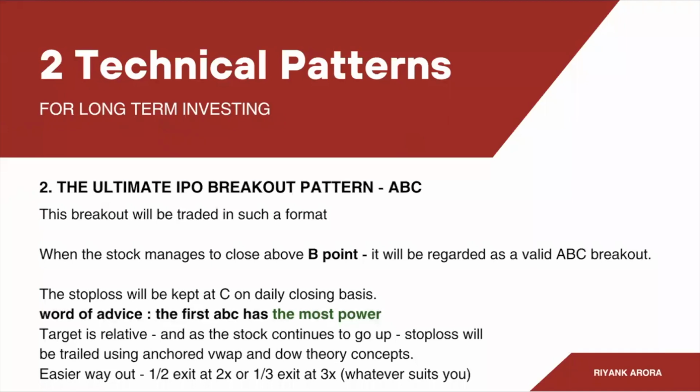So easier way out for the time being, target you can keep half shares exit at 2x or 1/3 shares exit at 3x, whatever suits you out of these two. Okay, then rest you can continue holding on because those become free shares, our investment comes out of it, so we can continue holding on for the rest of the shares.